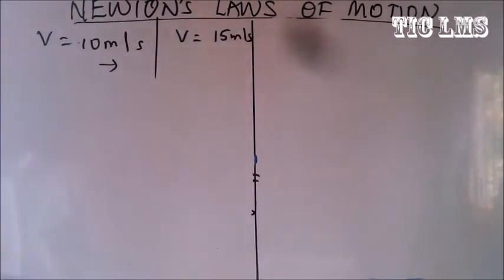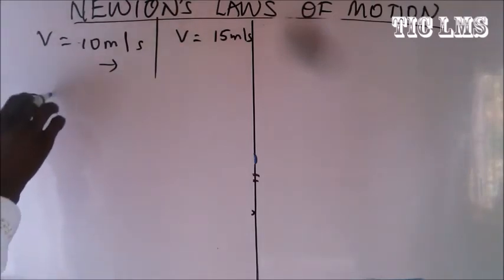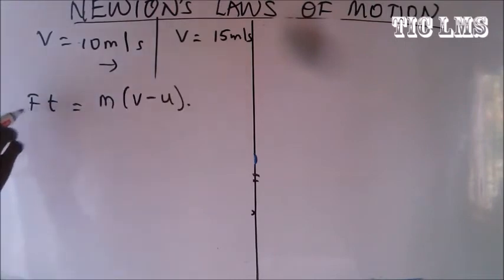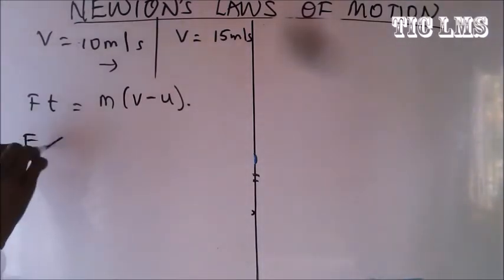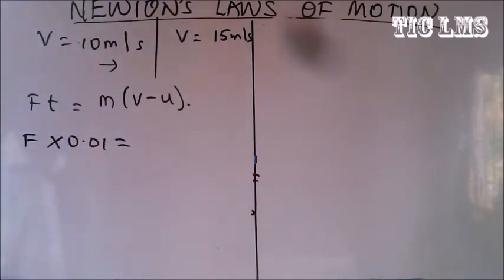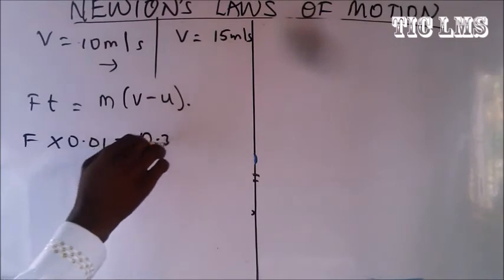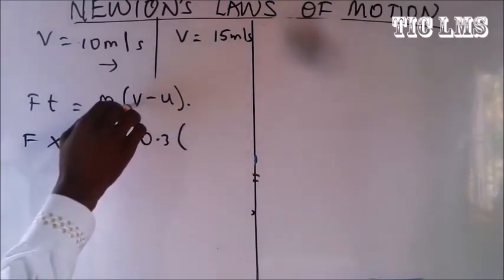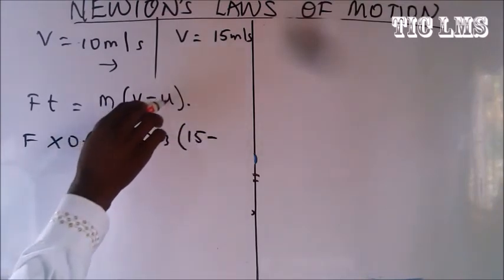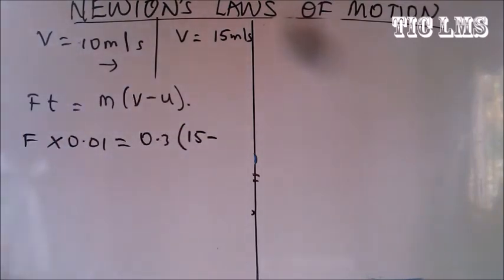So what we'll do here is to bring in our formula, which is impulse equals to the change in momentum. Now this is the force which we are looking for, and we're told that the blow acted on the ball for 0.01 second. So we have our force times 0.01 second equal to the mass of the ball, which was given as 0.3 kilogram. Then this is the new velocity with which the body moves, which is 15, minus, now we won't just take this u as 10. Why?